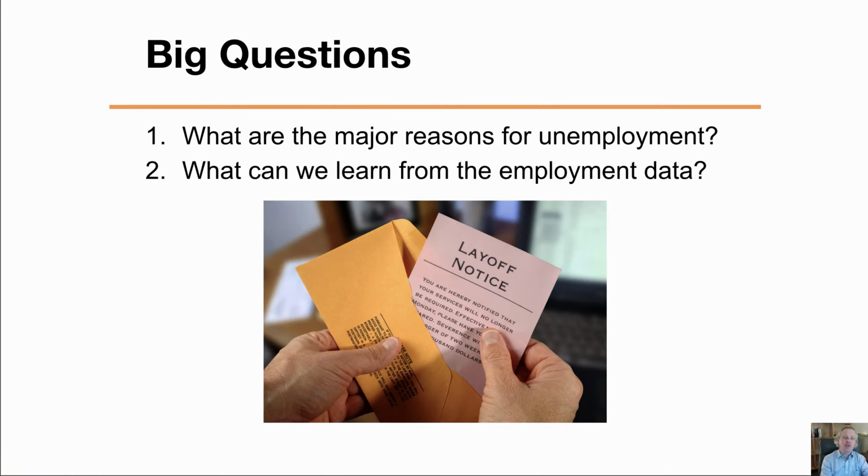And then the second big question we're going to talk about is, what can we learn from official unemployment data? It turns out official unemployment data is only one way of thinking about underemployment in the economy overall. So we're going to talk about the pros and cons of the official number, and we're going to look at a couple of alternative numbers that may give us a more holistic view of unemployment and underemployment in an economy.